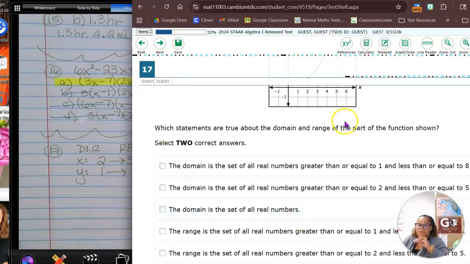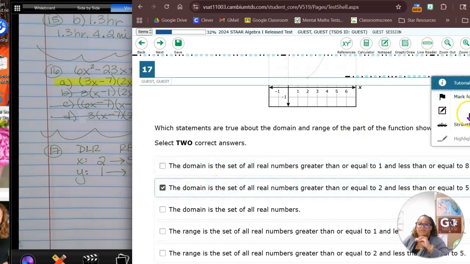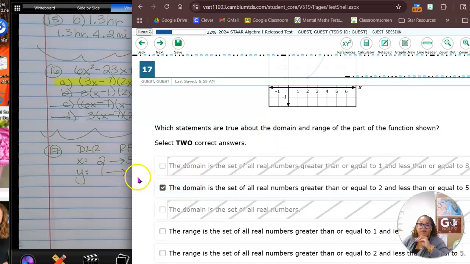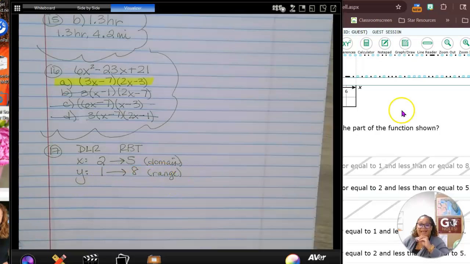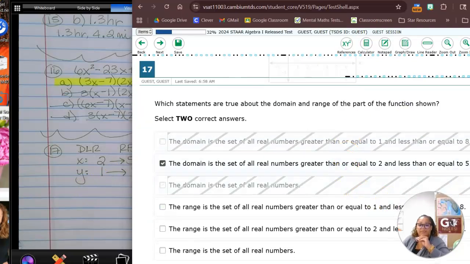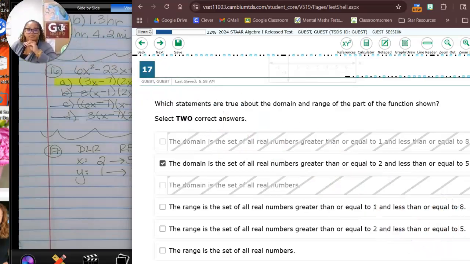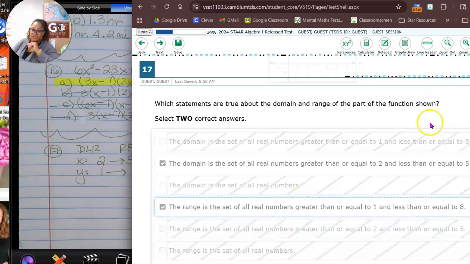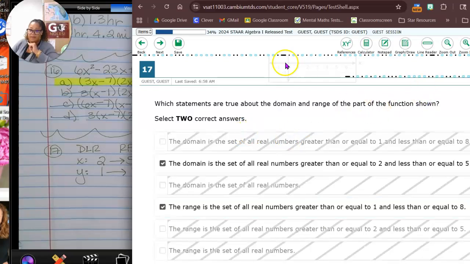So it says, which two statements are true about the domain and range? My domain is 2 to 5. Get rid of the other domains that are wrong. Okay, and then my range is 1 to 8. Get rid of the other ranges. Okay, then I've chosen my 2 answers and I'm good to go.